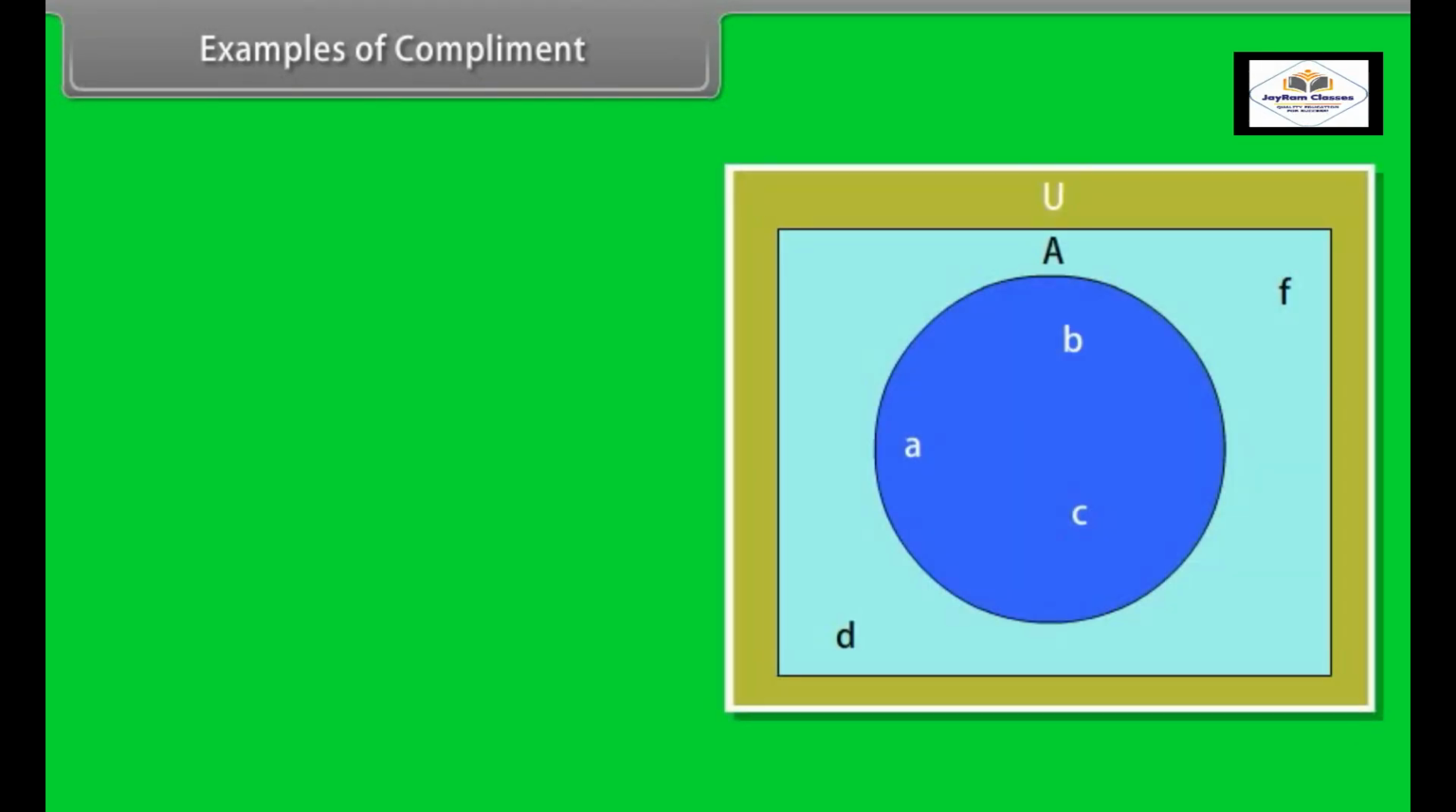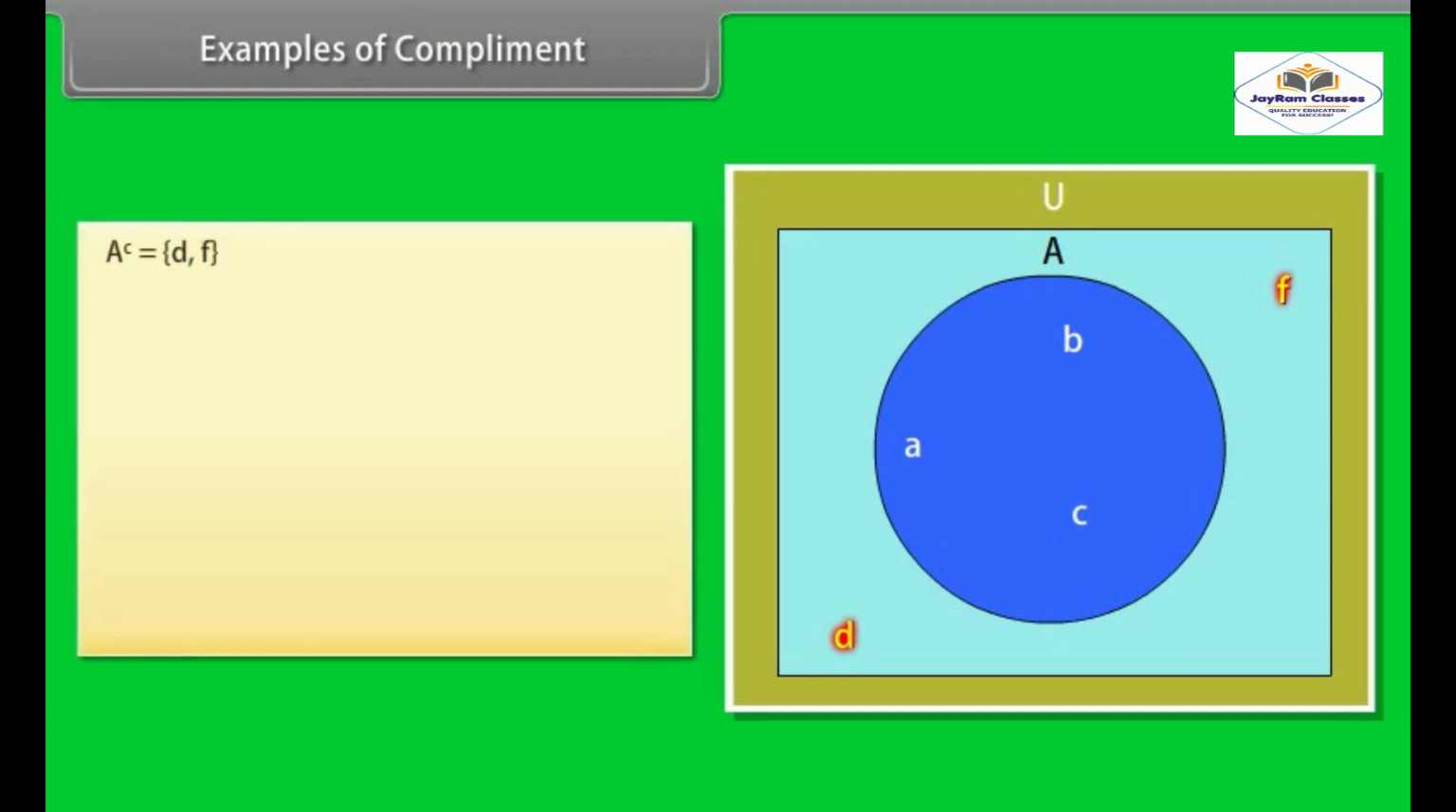Examples of complement. Take a close look at the figure. D and F are in U, but they are not in A. Therefore, complement of A is equal to {D, F}.